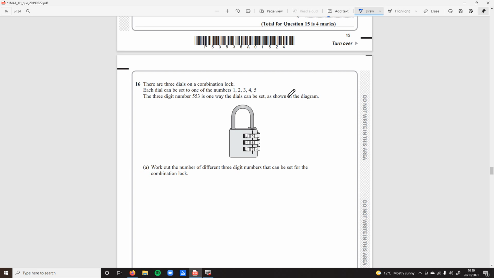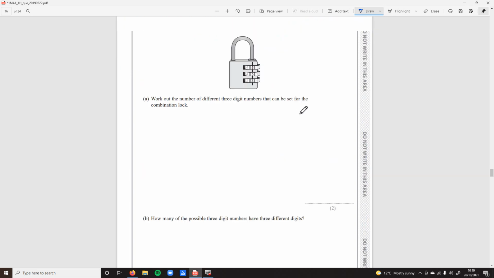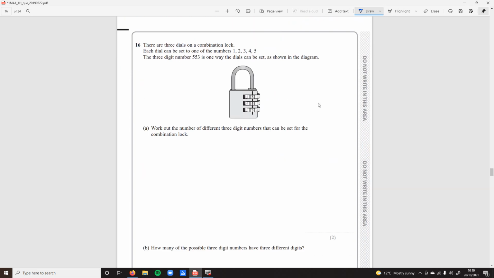There are 3 dials on a combination lock. Each dial can be set to one of the numbers 1, 2, 3, 4, 5. The 3-digit number 553 is one of the ways the dials can be set as shown in the diagram. Work out the number of 3 different digit numbers that can be set for the combination lock. So 1, 2, 3, 4, 5, 1, 2, 3, 4, 5, 1, 2, 3, 4, 5.